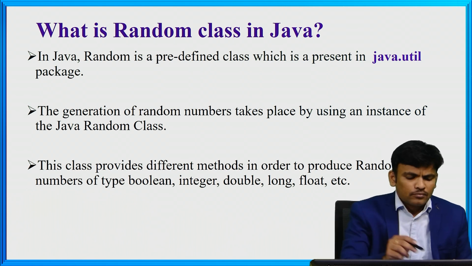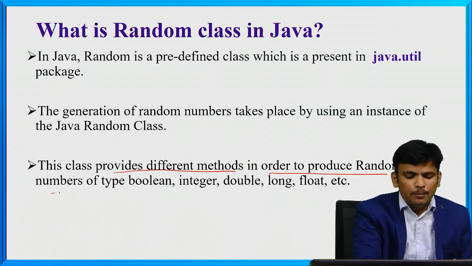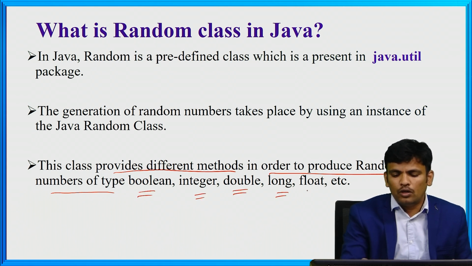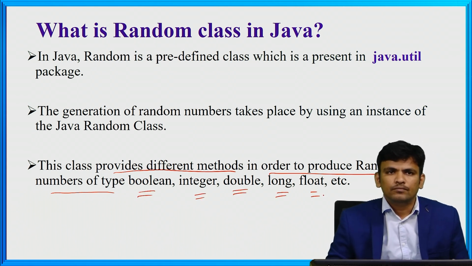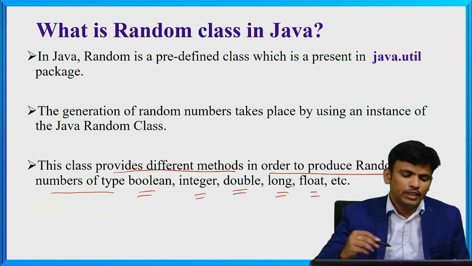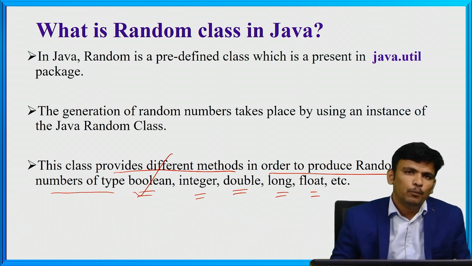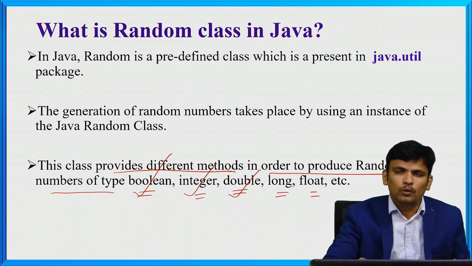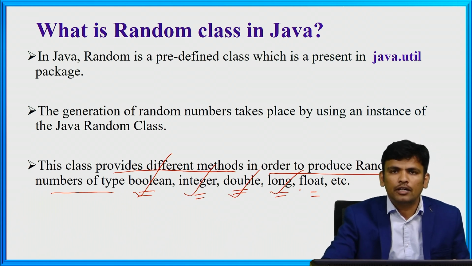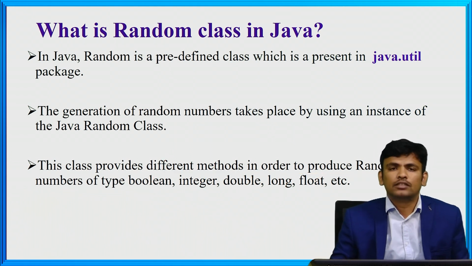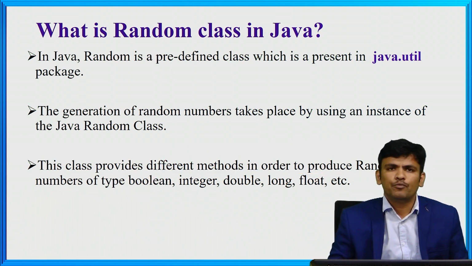This class provides different methods in order to produce random numbers of type boolean, integer, double, long, and float. Okay, so using the Random class, we can generate the random object. The object can be anything. It may be a random boolean, a random integer, a random double, a random long, or a random float. So using these methods, we can generate the random objects.